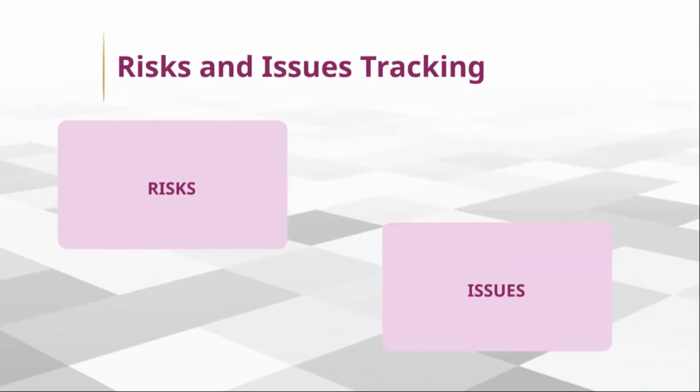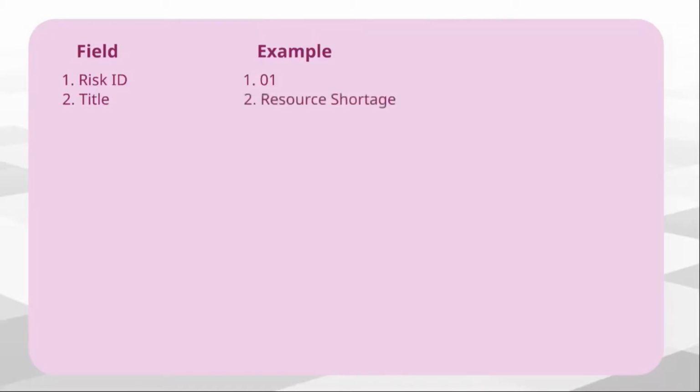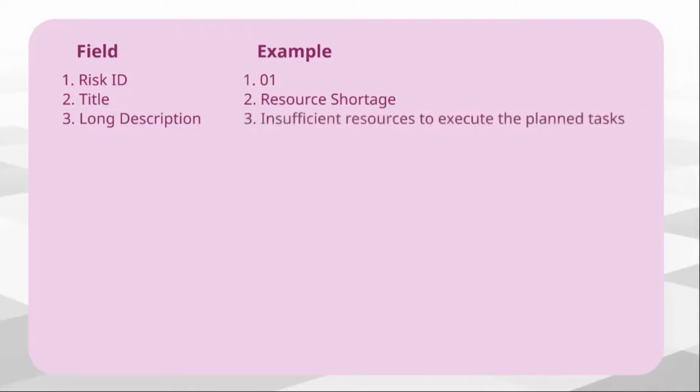So, what is the information that you need to track? Let's start with the risks. To the left, you will see the field names, and to the right, you will see examples on how to populate those fields. First comes the risk ID. It's a unique identifier used to identify the risk when discussing it with the team or referring to it in a status report. You also need a title, which briefly indicates what the risk is about, as well as a description, which is a longer, more detailed description of a risk item.